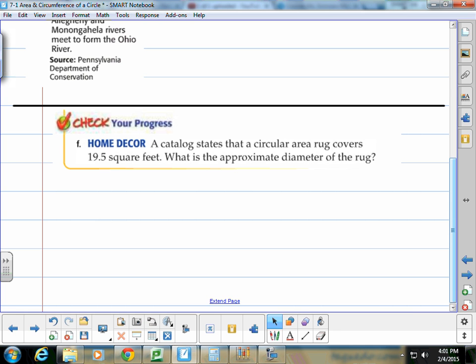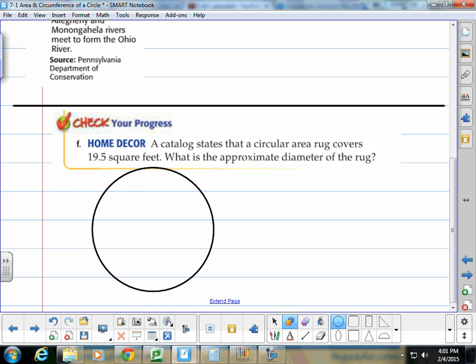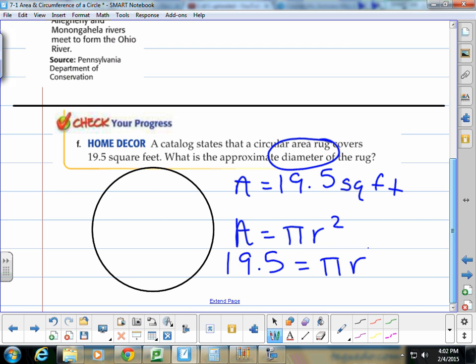It's talking about a circular area rug, and this time it's giving you, maybe we'll just do it now, the area of a circle. So you know the area is 19.5 square feet, and the question is looking for the approximate diameter. What we know about the area is that it's pi r squared. So we replace area with what we know: 19.5 is equal to pi r squared.